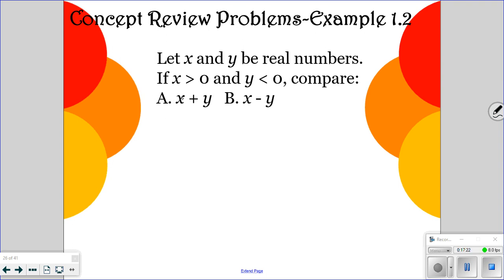So if A is positive, that means that we're going to have a positive number. A is greater than 0. And then if Y is less than 0, that's going to be a negative number. So we're going to have a positive number plus a negative number.